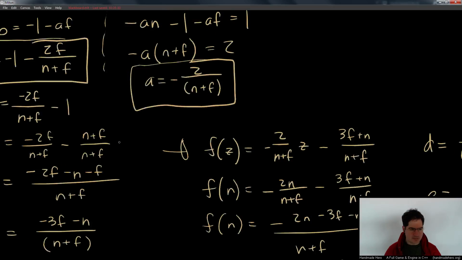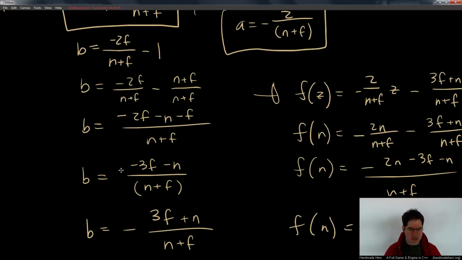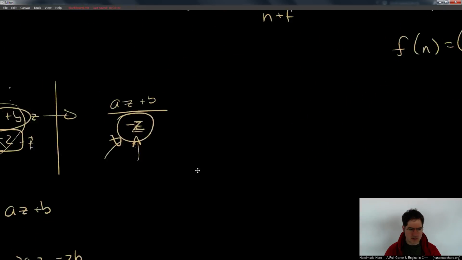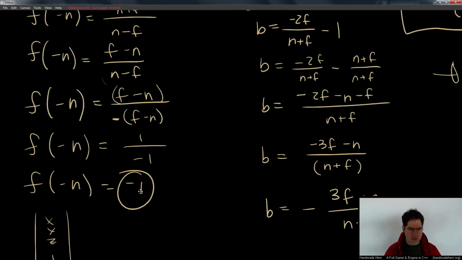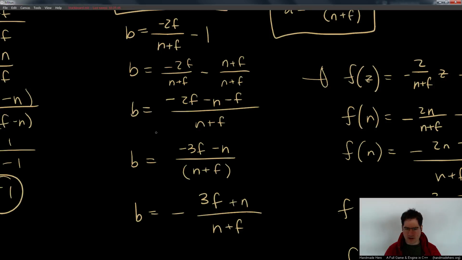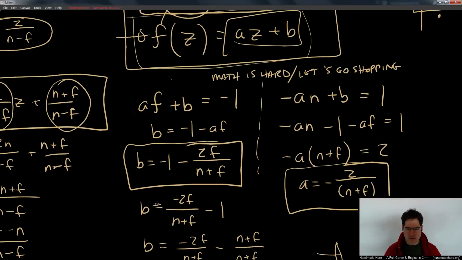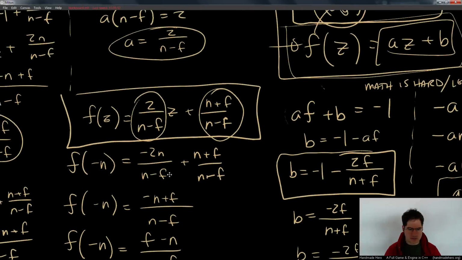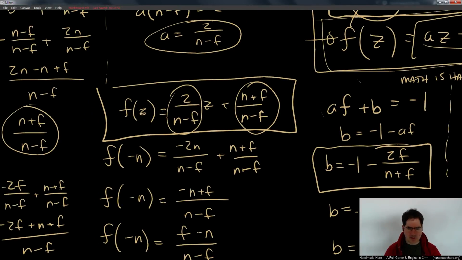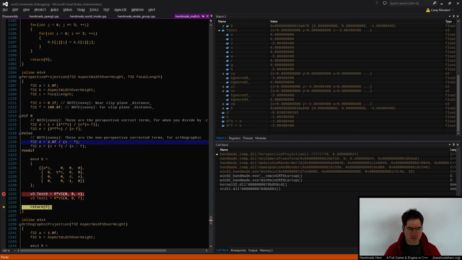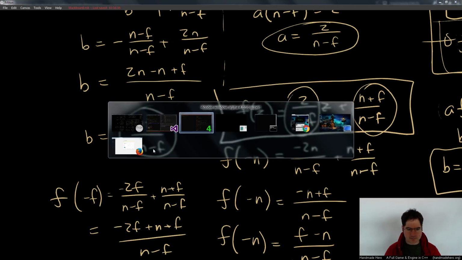So did we simplify that down? Oh, we did. This was an erroneous calculation, right? Because I remember that being erroneous. So here we go: 2 over n minus f and n plus f over n minus f. So when did we solve it? We solved for it here. N plus f over n minus f. There we go.